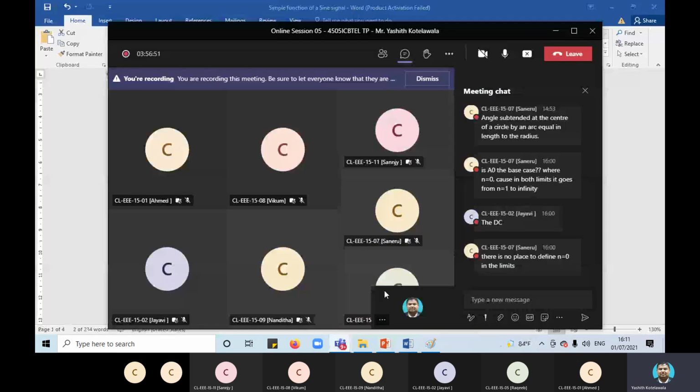Saneru: A0 is the base case where n is equal to 0, because in both limits it goes from n is 1 to infinity. Yeah, but Saneru, you have come a little bit near, but A0 is what we call the DC component, and there are no oscillations, so no angular variations, no angular representation, so there is no frequency. That is why you just get A and you have to call it the direct current component, right?